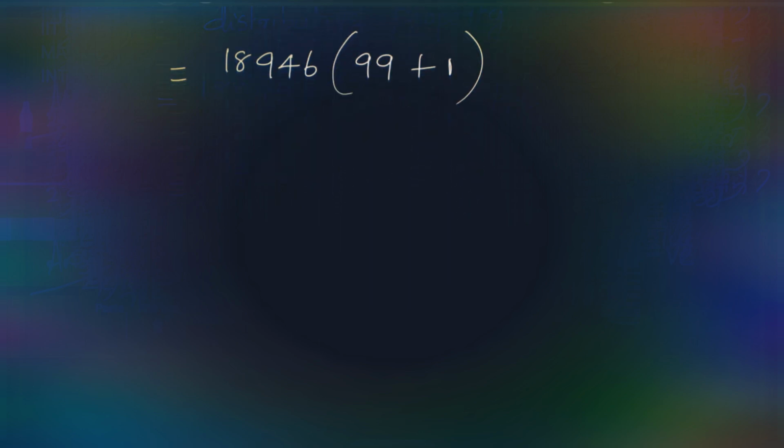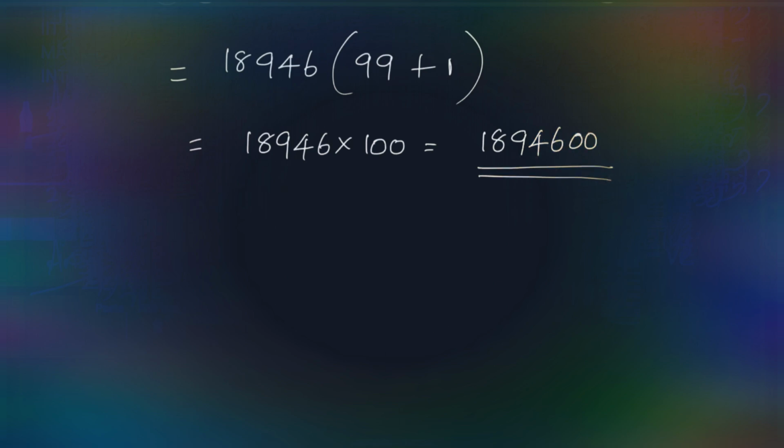So it can be rewritten as 18946 into 100. So again we can simply write it by putting 2 zeros on the right side. This is the simplest way of calculation. Next is our 12th question.